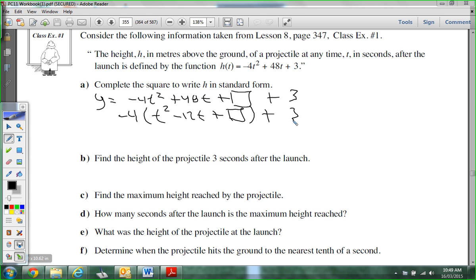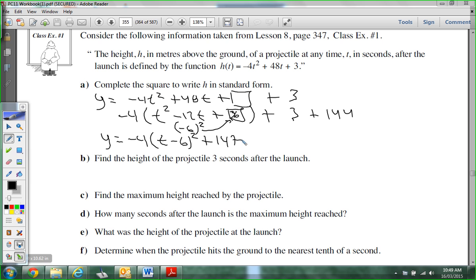Okay, Andrew, remember the next step for completing the square? Half the 12, good, which is the negative 6, and then we square that. 6 squared is 36. And what's the step now, Wes? Right, 36 times negative 4, which gives me a negative number, so I'm going to add it. And it gives me, what's that, 144? Okay, so now it's the put it all together step. We go y equals negative 4 times (t minus 6) squared plus 147.